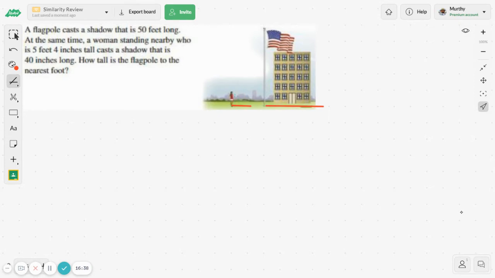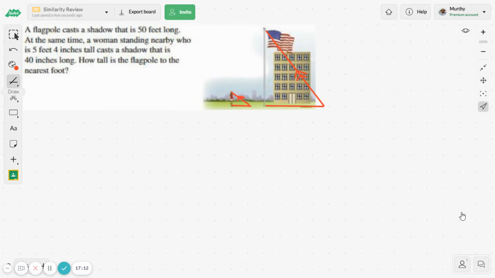Now I see that two triangles are there. You know, at a given time, the sun rays are always parallel. Therefore, this is parallel to this one. The flagpole is vertical to the ground, and the woman is also standing vertical. The angle between the woman and the ground is 90 degrees, and the angle between the flagpole and the ground is 90 degrees.